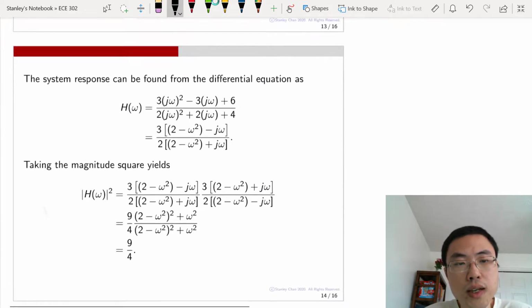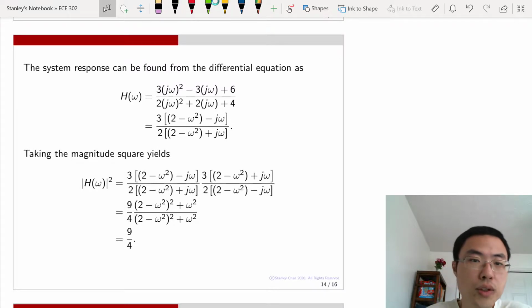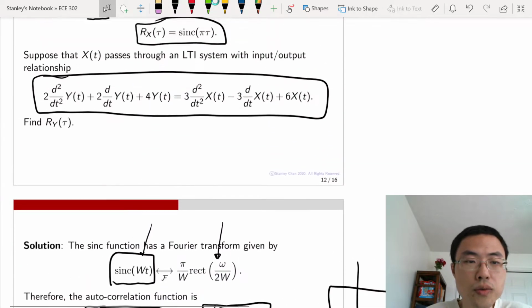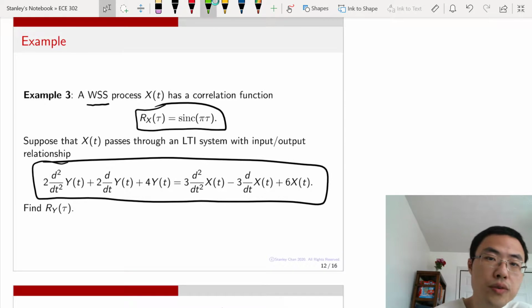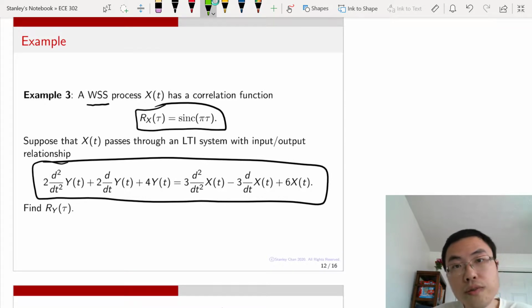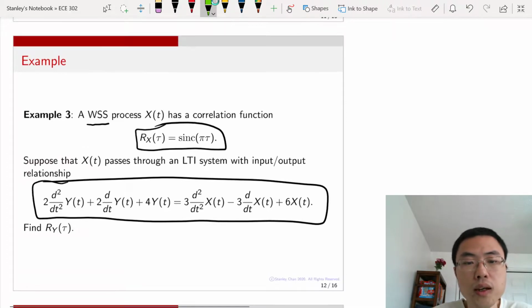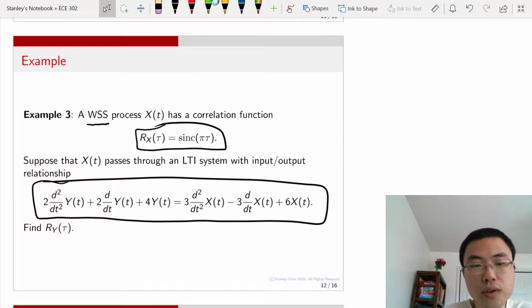Now, let's deal with the differential equation. When you look at this differential equation, the first thing you need to know is that the differential equation is telling you the input to output relationship. Now, how do we understand this differential equation?